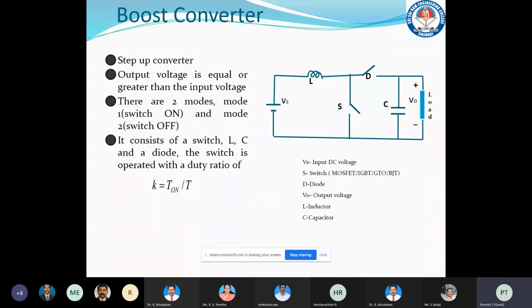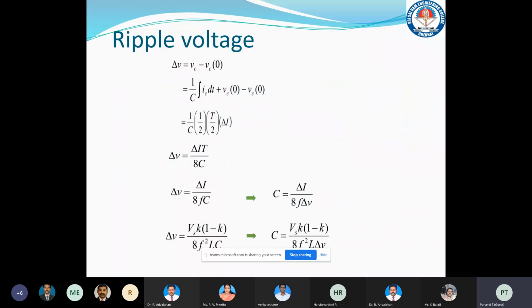So next thing is the boost converter. Actually, I have not given the condition for continuous conduction. We have taken the conduction to be continuous for deriving all these parameters. There may be a chance of the converter moving to the discontinuous conduction mode.